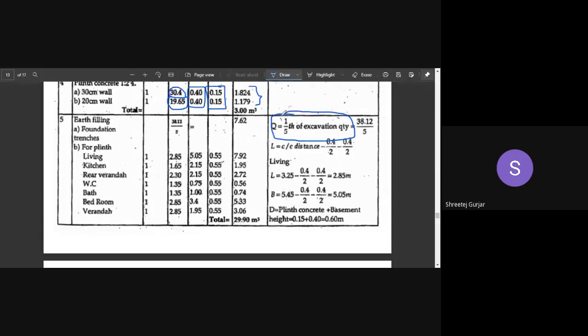Remember this. The quantity of backfilling or the earth filling that is required in foundation trenches, we assume it as 1/5 of the excavation quantity. Our excavation quantity I've shown you was 38.12. So 38.12 divided by 5 will give us the quantity of backfilling, that is 7.62. That is what we have written here. This is also in meter cube. I hope that you have understood this.